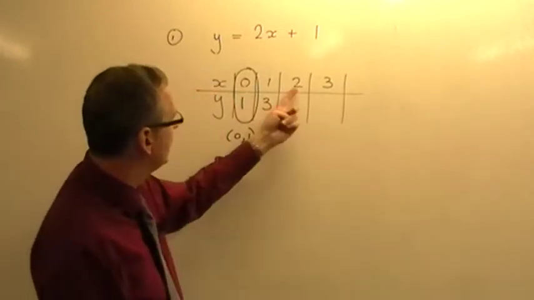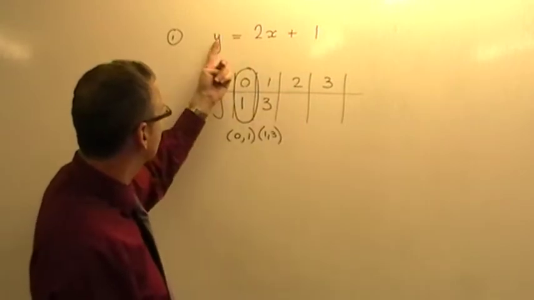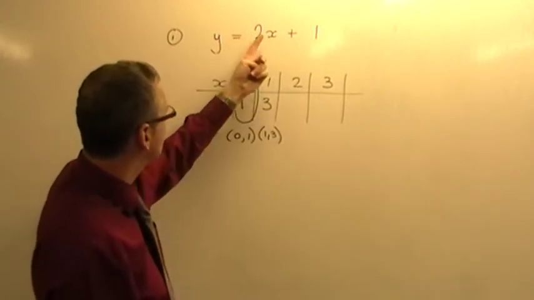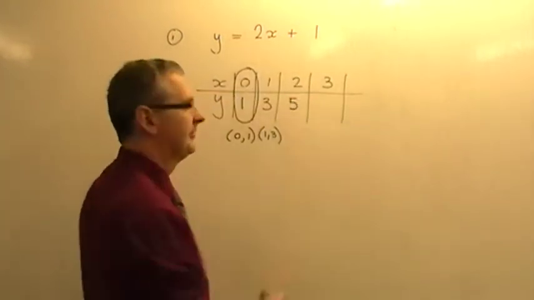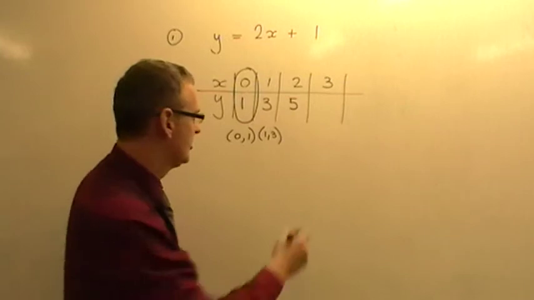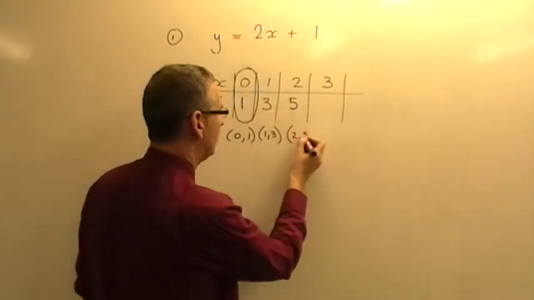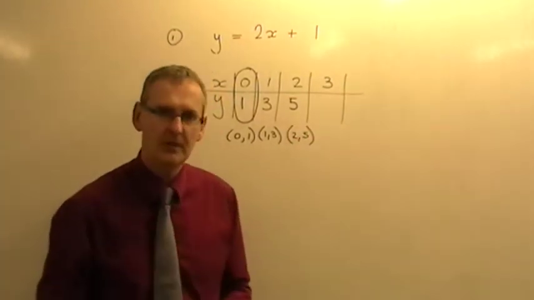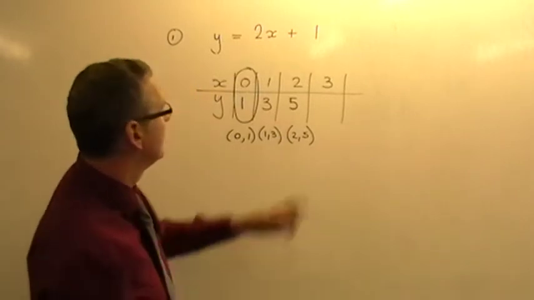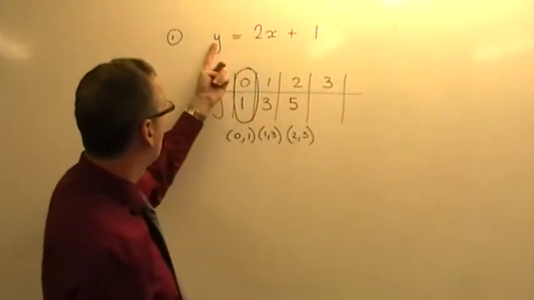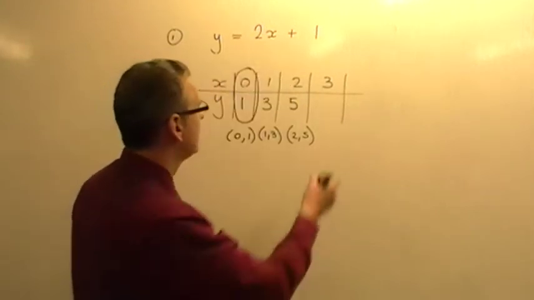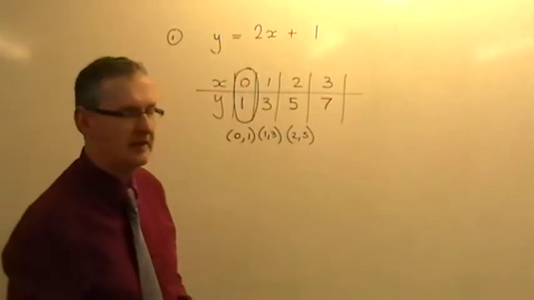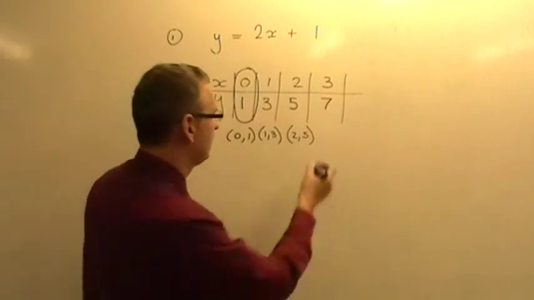Okay, the third one. If x is 2, the y value to go with it must be equal to 2 2's, 4, plus 1, 5. That's a third point, which is 2, 5 to plot. We then look at the fourth point. x equals 3. The y value to go with it will be 2 3's are 6, plus 1, 7. So there is a fourth point to plot.